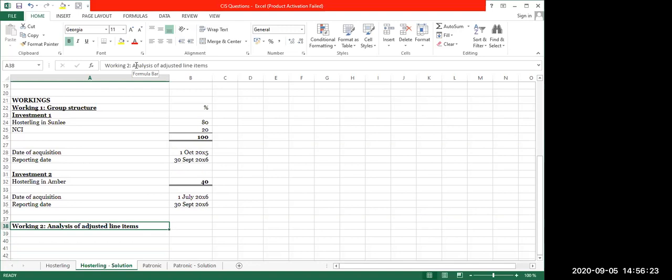So to populate working two, we'll pick each additional information one by one. We start from the acquisition of Sunli. So before I go ahead again, any question? Any question? You can just indicate in the chat section and we move on.